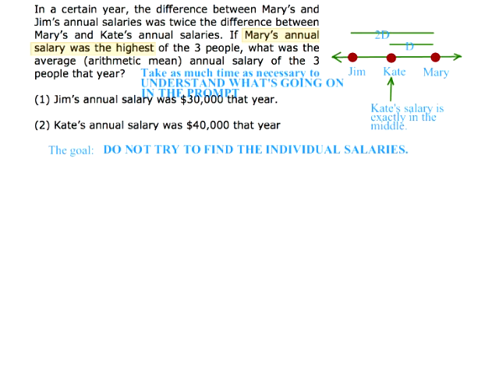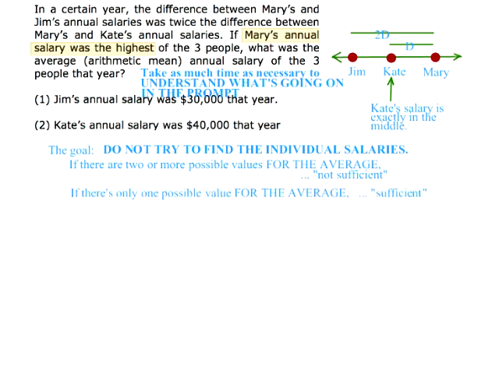If there are two or more possible values for the average, then not sufficient. If there is only one possible value for the average, then that's sufficient. And once you kind of know how these guys roll, it's going to become pretty predictable. You should expect that the individual salaries will still be unknown, even if you establish the mean. Because that's how these problems work. These problems have a focus.